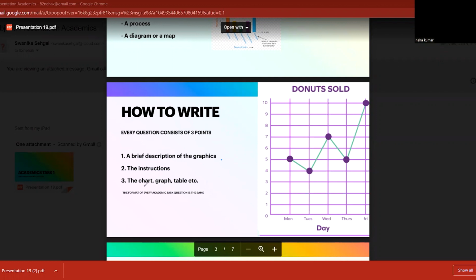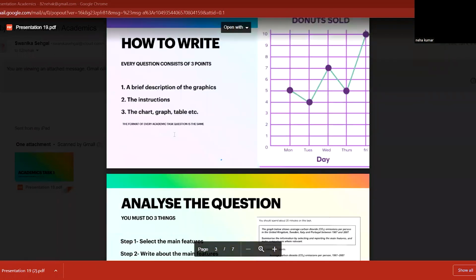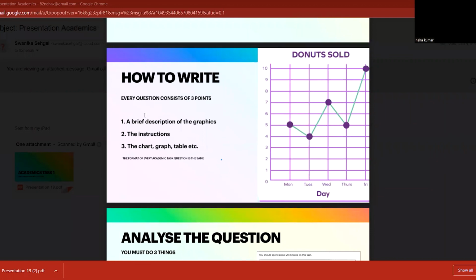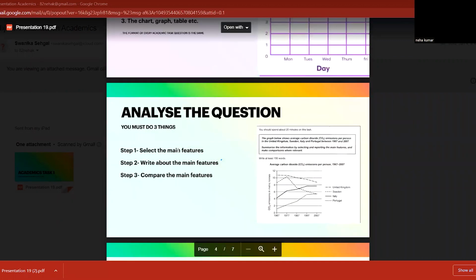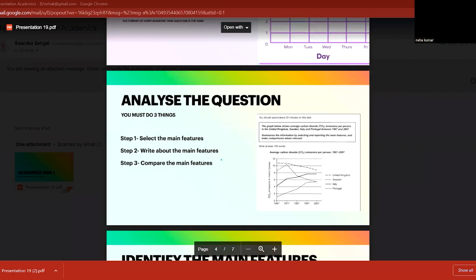The third is the chart, graph, or table that will be given to you. After reading your question and looking for these 3 points, your next step would be to analyze your question. What does the analysis of the question mean? See what is given in your graph. What are the main features of the graph? Note down these main features on a rough sheet.